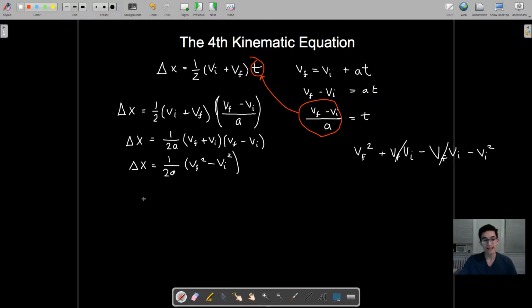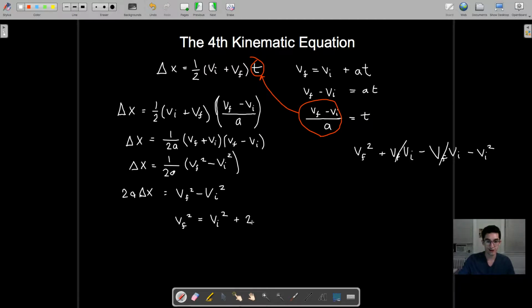Boom. And just to clean things up further, I'm going to multiply both sides of the equation by 2a. That's legit. And we have v final squared minus v initial squared on this side. And to top it all off, I'm just going to go ahead and add v initial squared to both sides and rewrite this equation so that it looks like this.